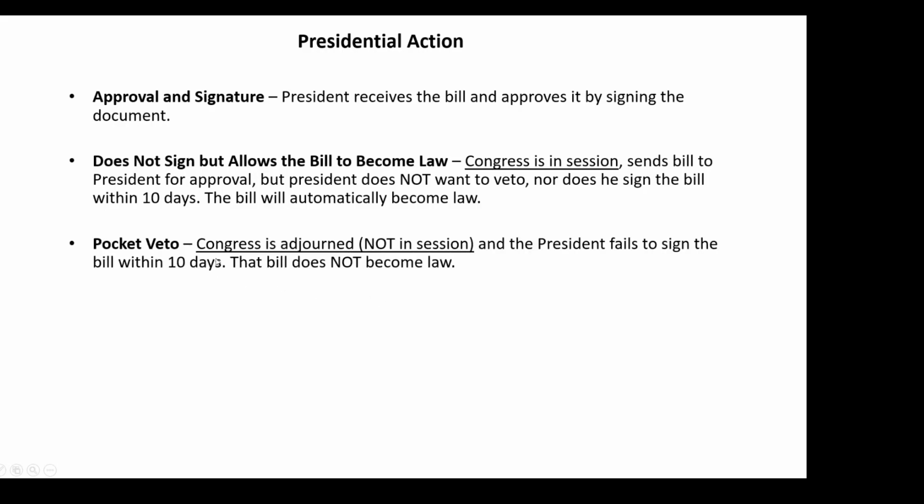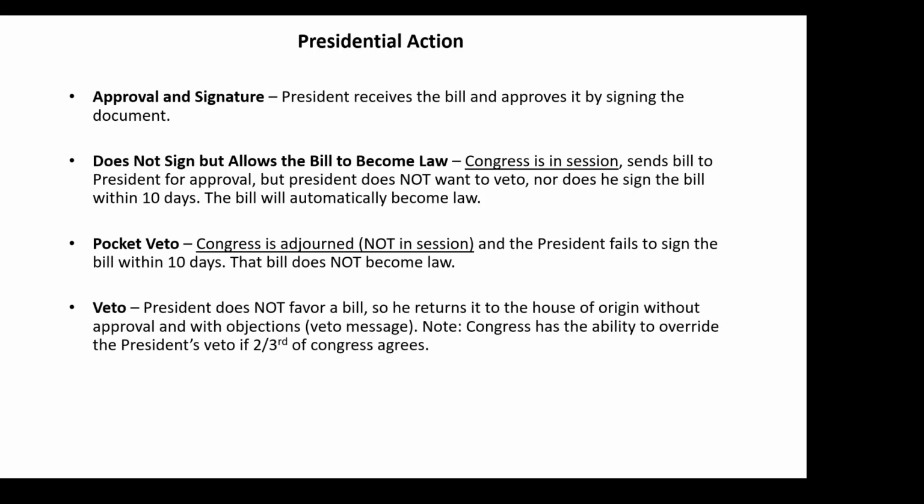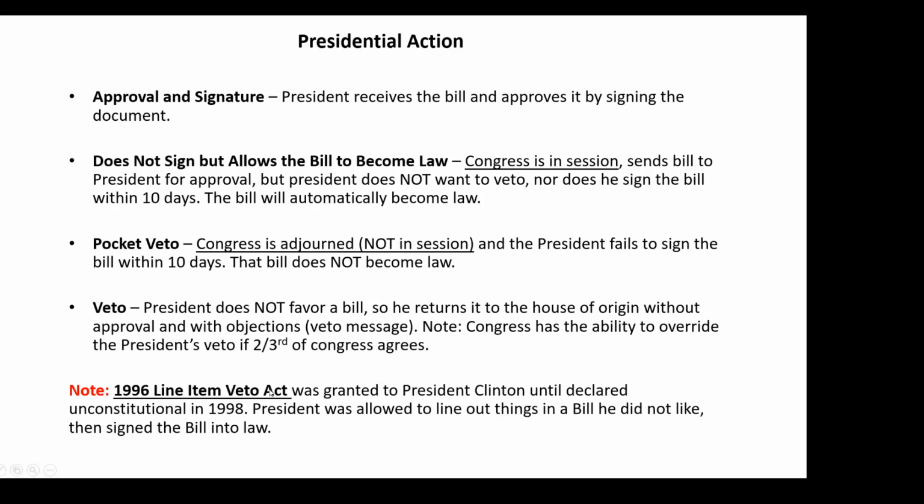Pocket veto. Congress is adjourned and the president fails to sign within the 10 days, this bill on a pocket veto does not automatically become law. And then a traditional veto is when the president does not sign and returns the entire bill to the house in which it originated.